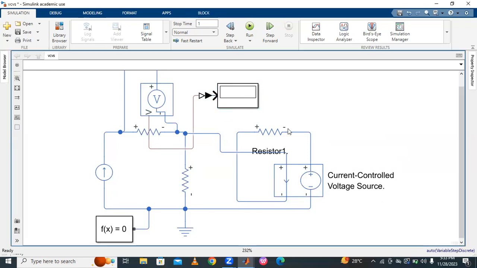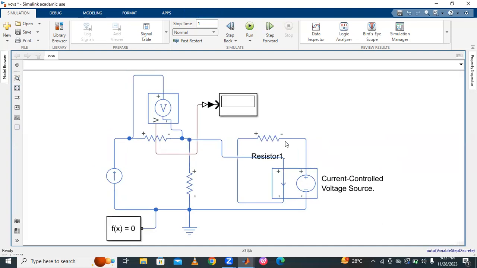Okay, and then next, if you want to connect a current sensor, you also can. So like this, it is connected. For example, I am interested to find only the voltage. So that's why I'm taking only one voltage sensor. Okay, and then simulate.